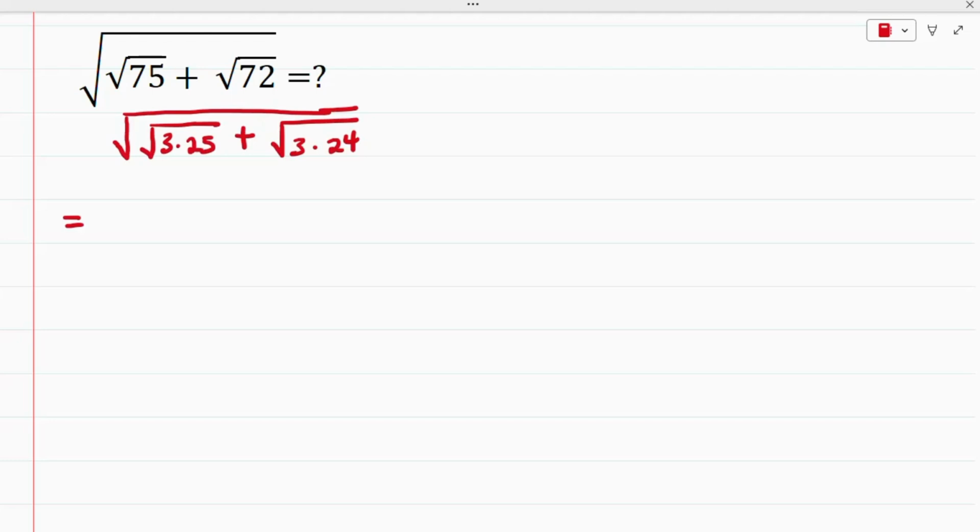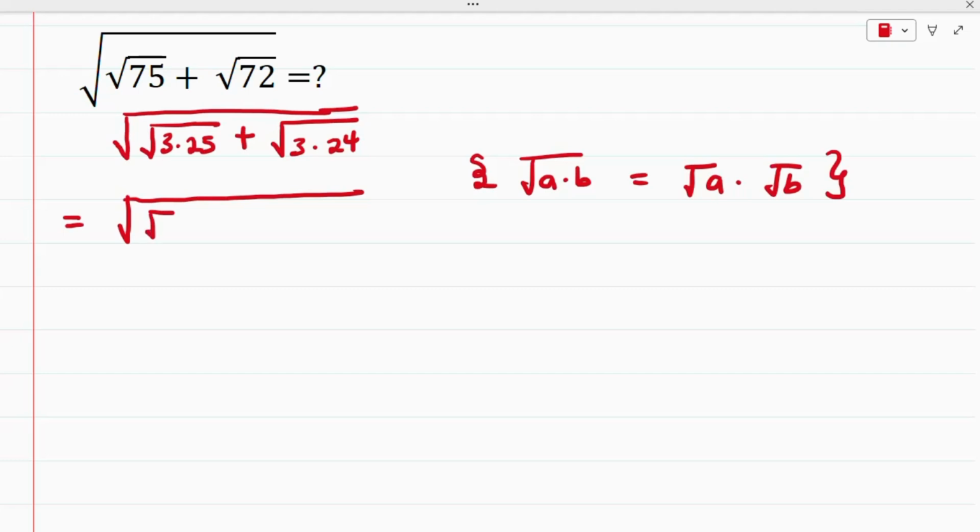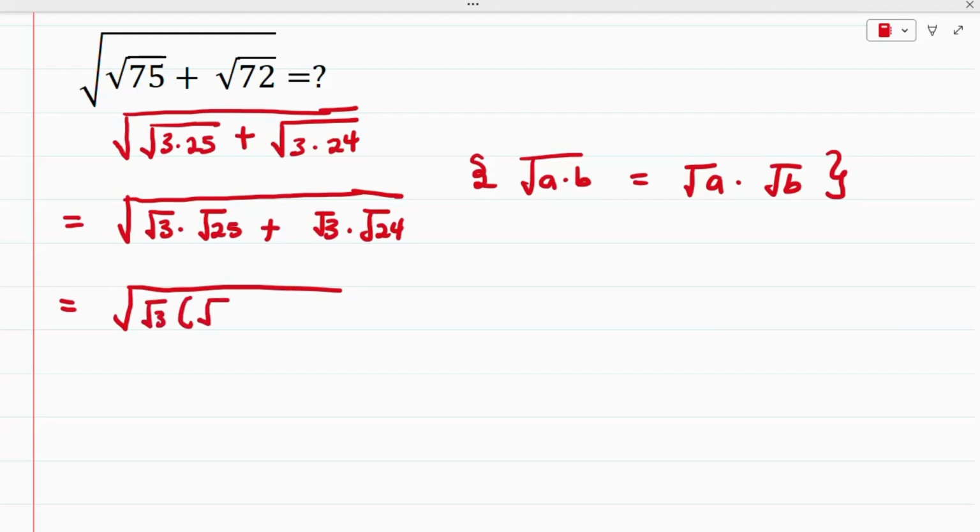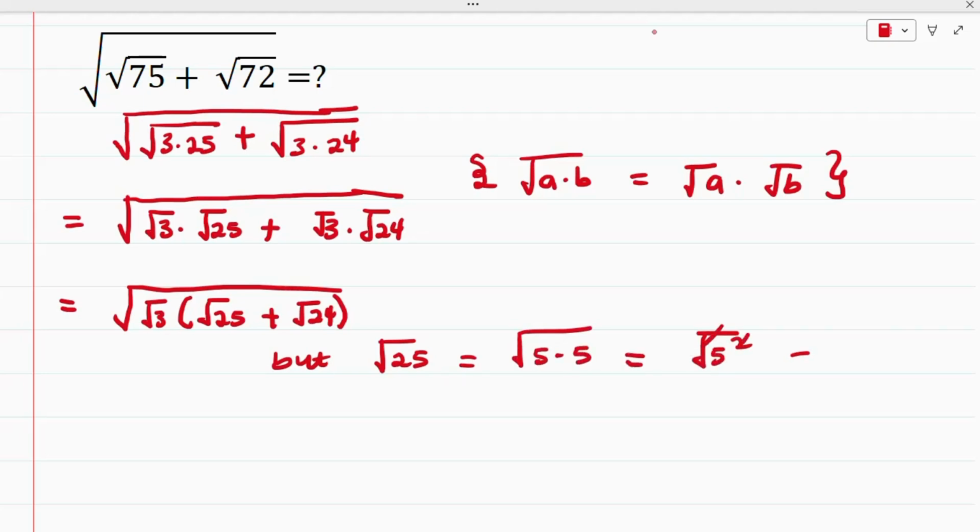So this is equal to, now from the property of exponent, if we have the square root of a multiplied by b, this is equal to the square root of a multiplied by the square root of b. So applying this, we have the square root of 3 multiplied by the square root of 25 plus the square root of 3 multiplied by the square root of 24. Now from here we have the square root of 3 to be common, and if we factor this out, we have the square root of 25 plus the square root of 24. But the square root of 25 is equal to the square root of 5 multiplied by 5, which is equal to the square root of 5 squared. So cancelling this, we have this to be 5.